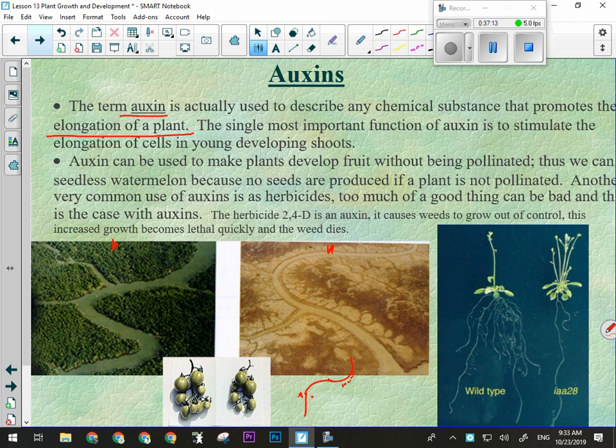Also, do auxins work on the seeds themselves? No, because it has to be absorbed. For an auxin to work, it has to be absorbed through the stomata. That's a big thing. So auxins help with elongation. That's what we need to remember. They're a growth hormone. They make plants get longer.